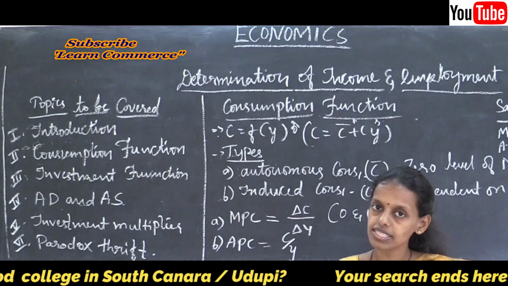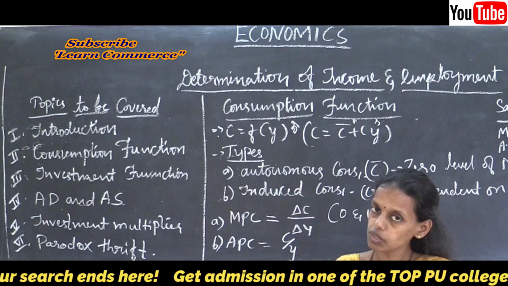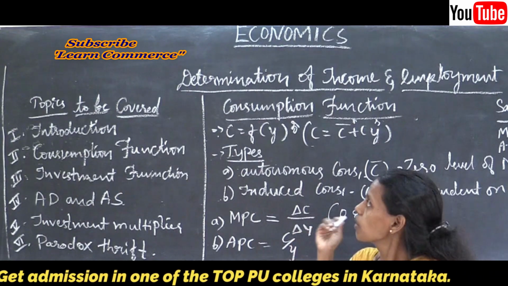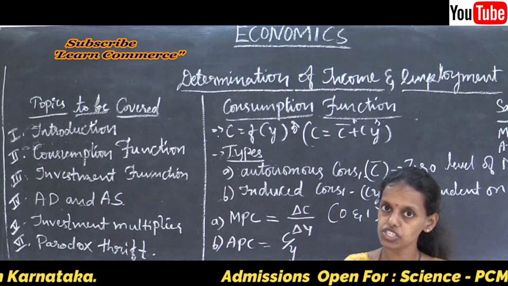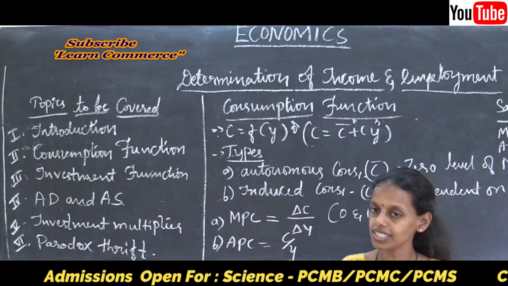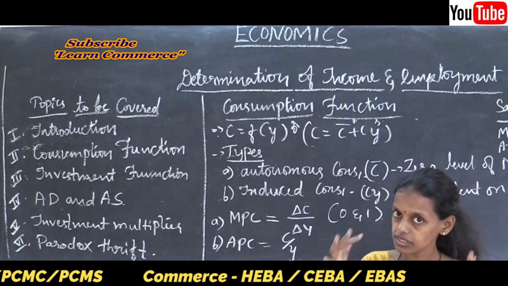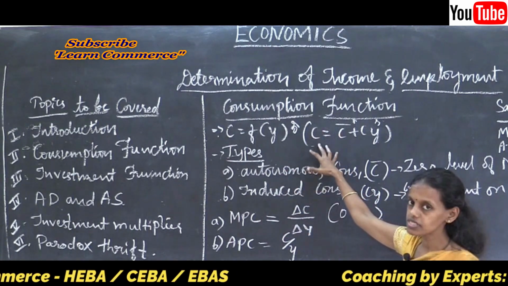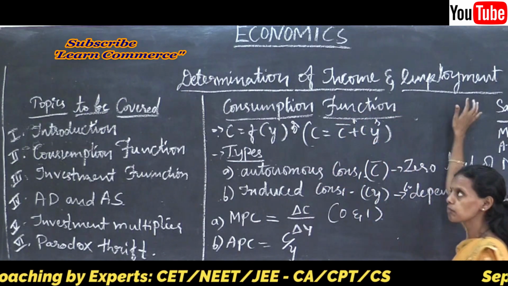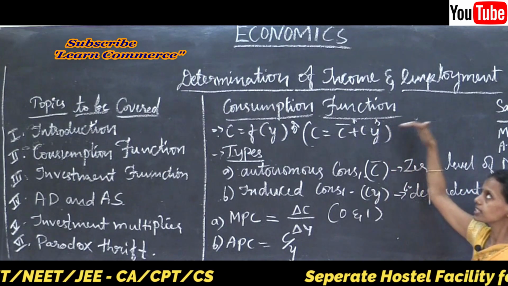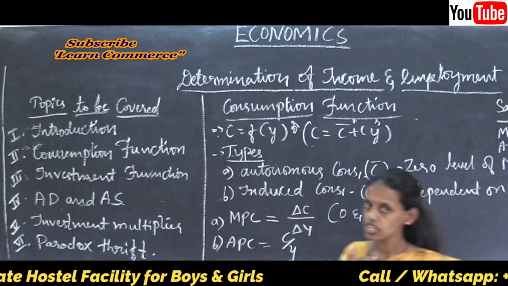In macroeconomics, in the beginning we studied about the Keynesian theory. On the basis of that, this theory is built, that is the Keynesian theory of employment, interest and money, published in the year 1936 as we studied earlier. On the basis of that particular theory, this concept is taken. So what is this income and employment? How to determine income and employment in an economy? That we are going to study in this chapter.